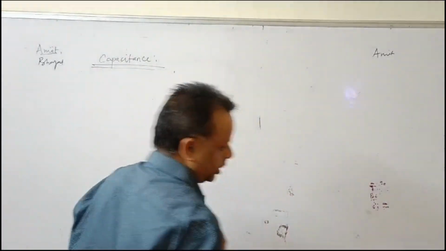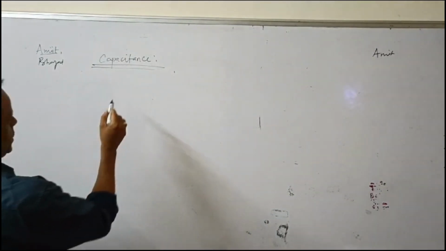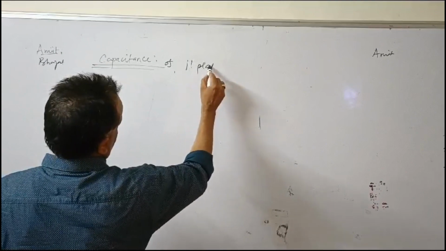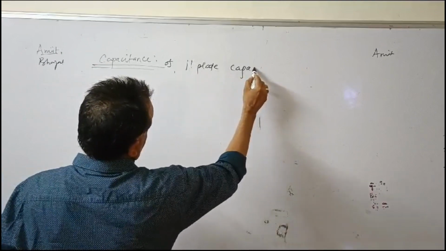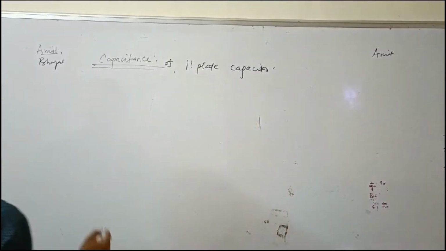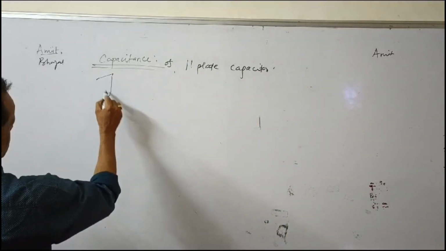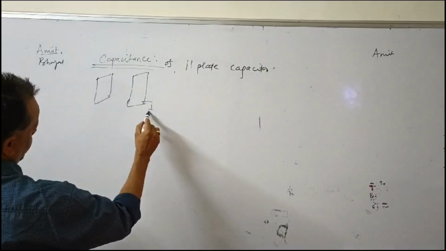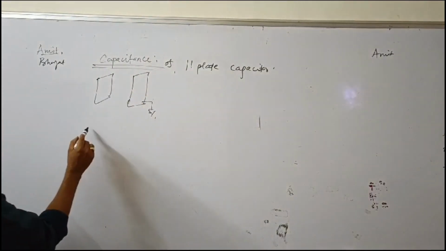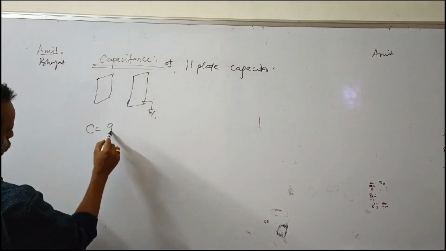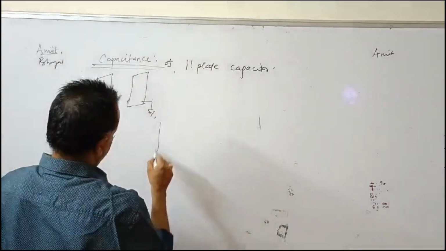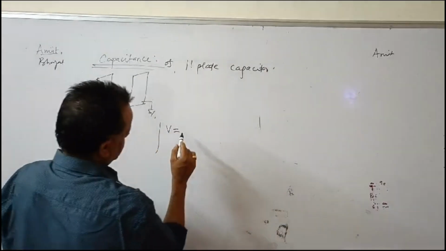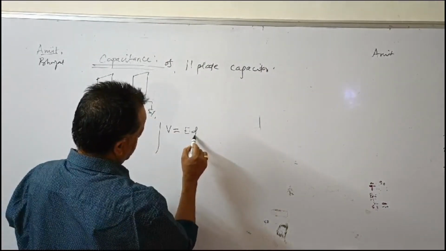Next we will calculate the capacitance of a parallel plate capacitor. Let us suppose this is the plate we have. C is equivalent to what? Q by V. What is the potential between these plates? Potential is basically electric field into d.